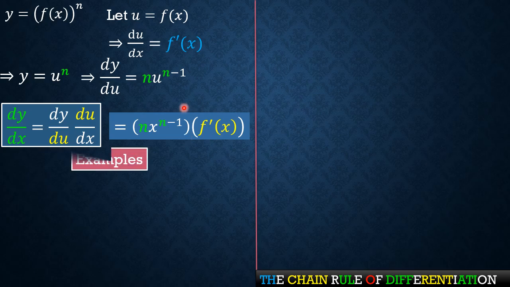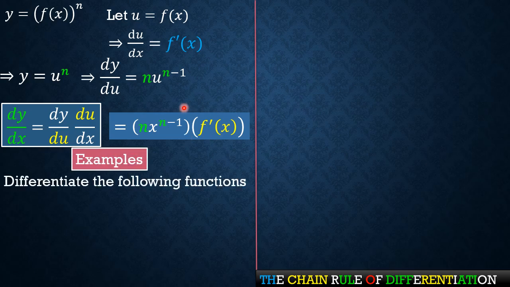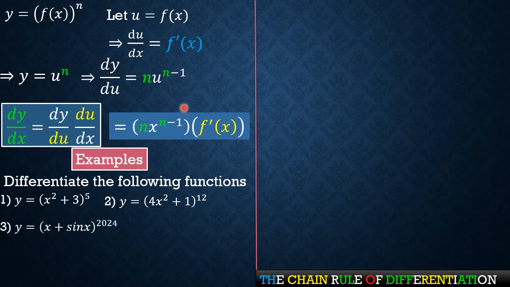All right, let's look at some examples, guys. Let's take the first one. Differentiate the following functions. We have the first one, y equal to x squared plus 3, all that raised to the power 5. Then we have y equal to 4x squared plus 1 raised to the power 12. Then y equal to x plus sine x raised to the power 24. Then the fourth, y equal to natural log of x plus tangent of x raised to the power 70. Great.